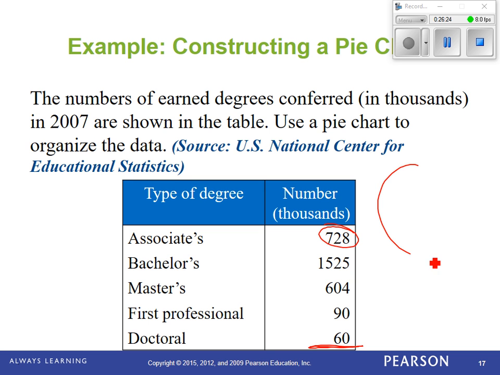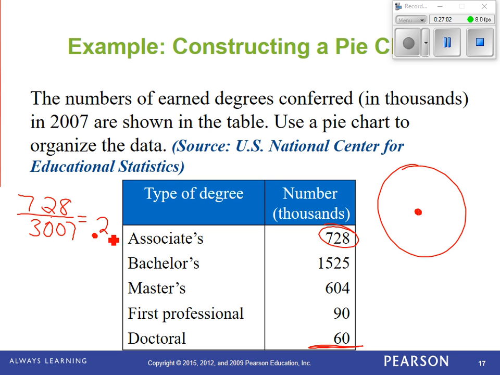Now, when you go to make your pie chart, I'm not going to ask you to grab a protractor up here. But somebody help me out with the calculator, what are all these added up? 7, 28, 15, 25, 604, 90, and 60. So I got 3007. Now take 728 and divide it by 3007. 24.